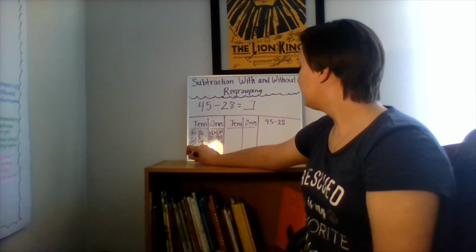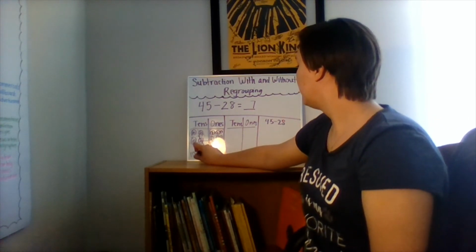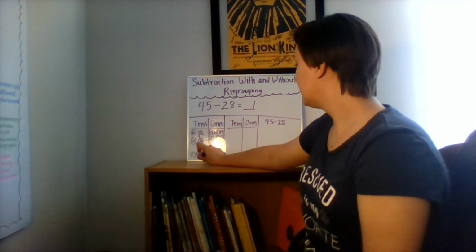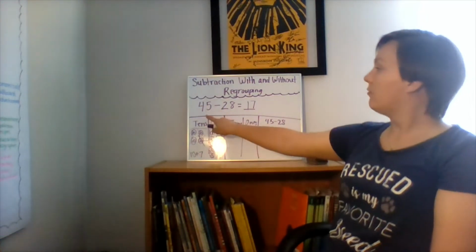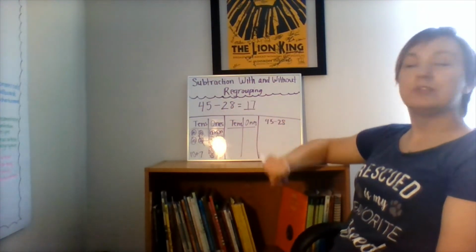So essentially, you have 1 ten left plus 7 ones, which gives you the whole number, 17. 45 minus 28 is equal to 17.